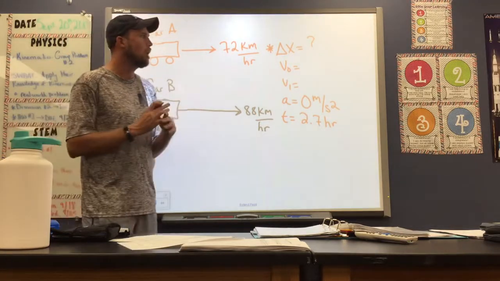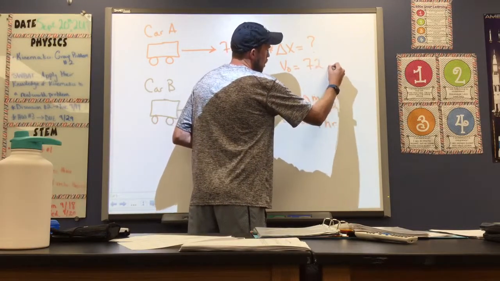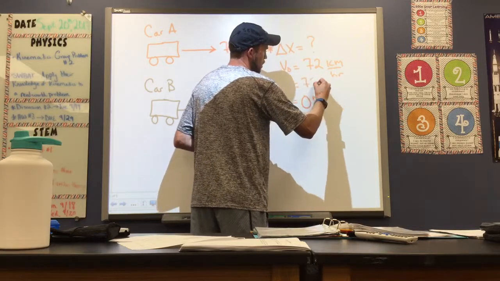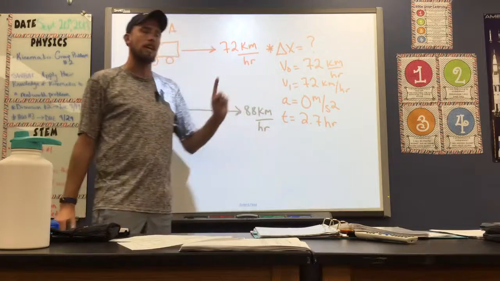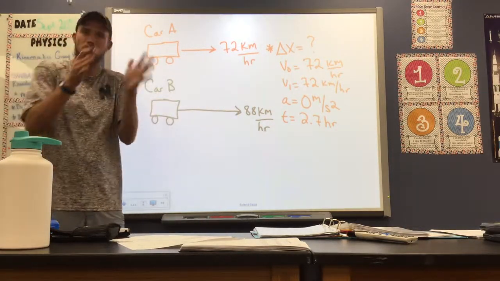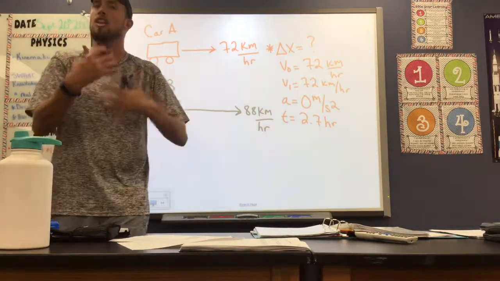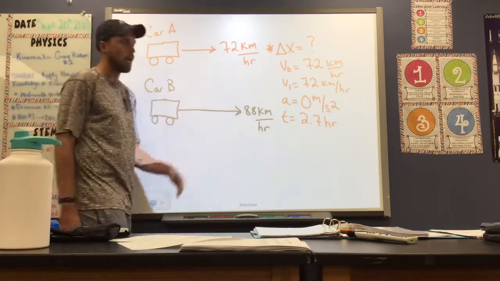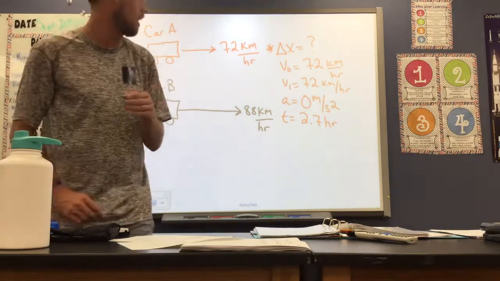And so what we can do is assume that our initial velocity is going to be 72 kilometers per hour, as well as our final velocity, 72 kilometers per hour. And the reason that I can do that is because the time it takes me to get up to speed is going to be negligible, very small, in comparison to my 2.7 hours. So I can assume that for the most part, I'm going to be going 72 kilometers per hour during my entire journey.